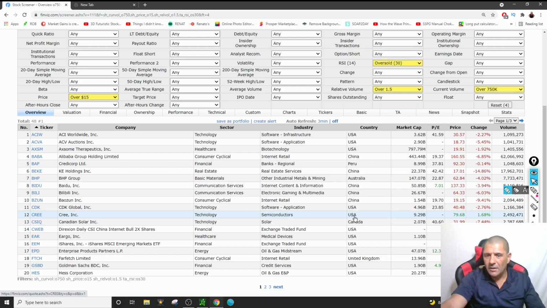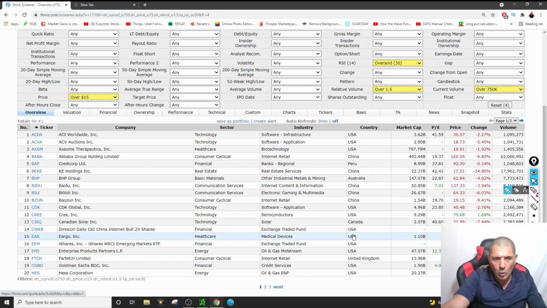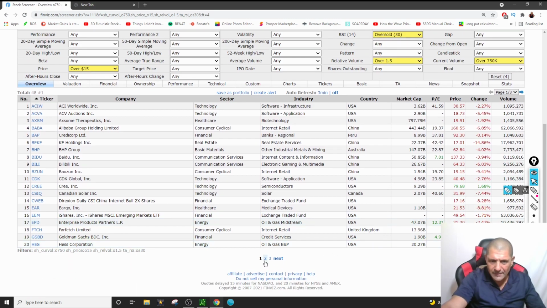That's a company in the USA that is undervalued at the moment. This CWEB is another, but this one is a China-connected company ETF. So Argo Incorporation, right here we have iShares, this one USA. There are a lot of companies that you can find.